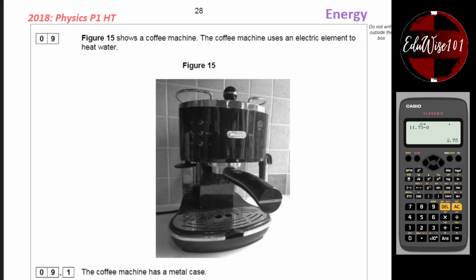This is question number 9 from the AQA 2018 Physics Paper 1 higher tier for the separate science. This question is on the energy topic. Question number 9. Figure 15 shows a coffee machine. The coffee machine uses an electric element to heat water. The coffee machine has a metal case.